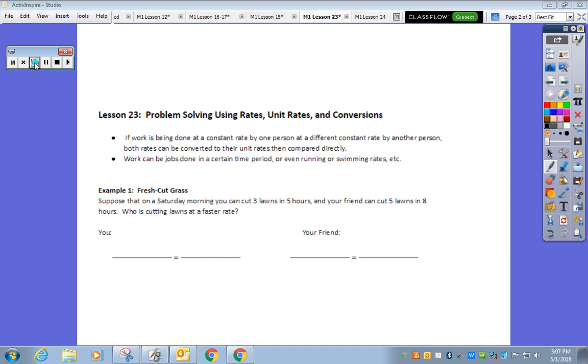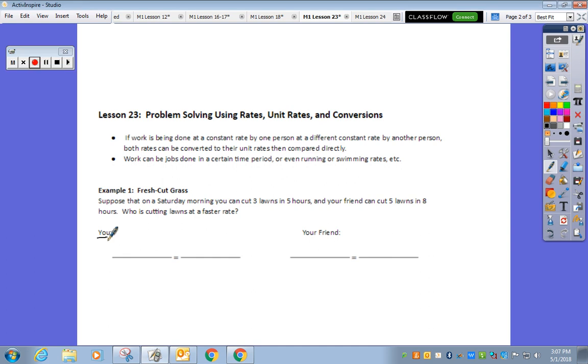So in example 1, it says fresh cut grass. Suppose that on a Saturday morning, you can cut 3 lawns in 5 hours, and your friend can cut 5 lawns in 8 hours. Who is cutting lawns at a faster rate? Now, in this problem, it doesn't tell us what we're going to be setting our rate up as. We're actually going to do it in lawns per hour. It doesn't matter if you do hours per lawn or lawns per hour, as long as you compare the information correctly. So we're going to do lawns per hour.